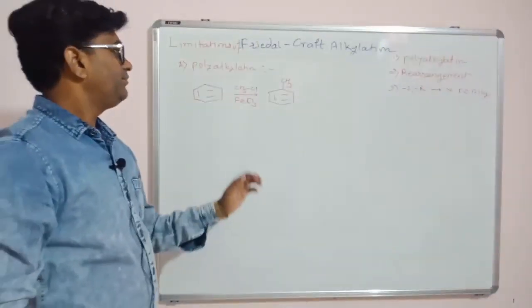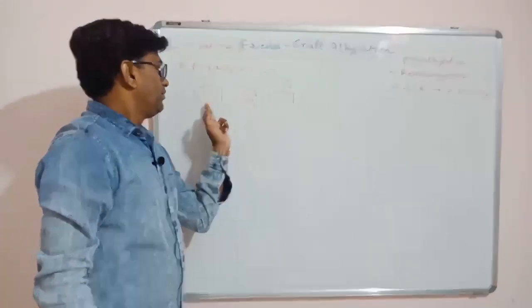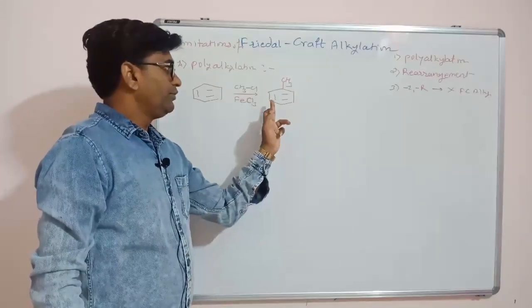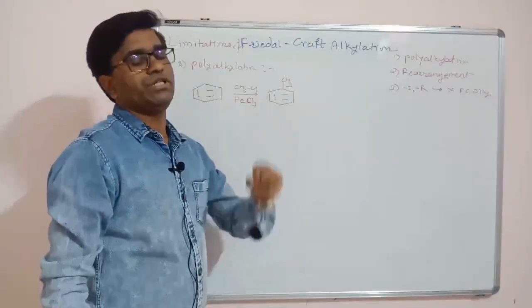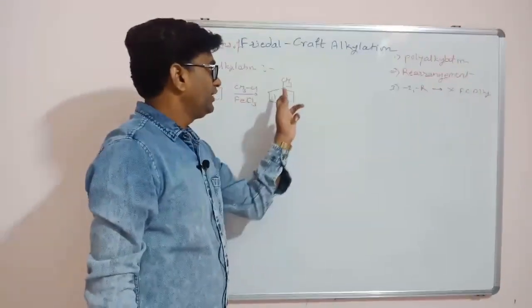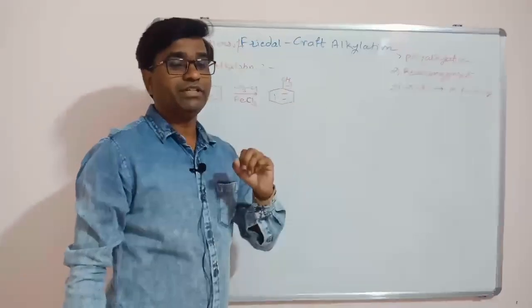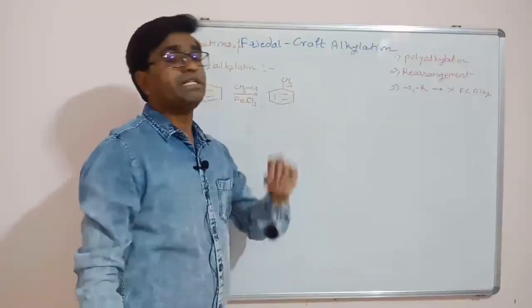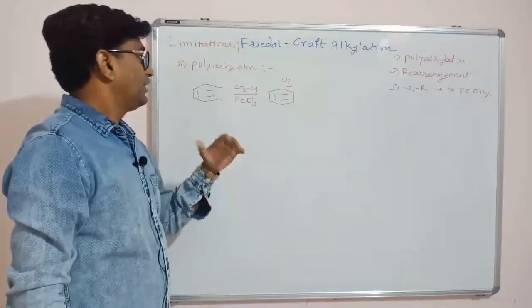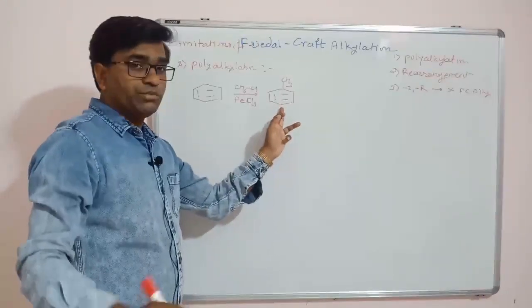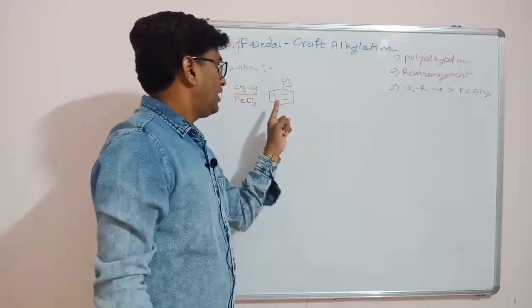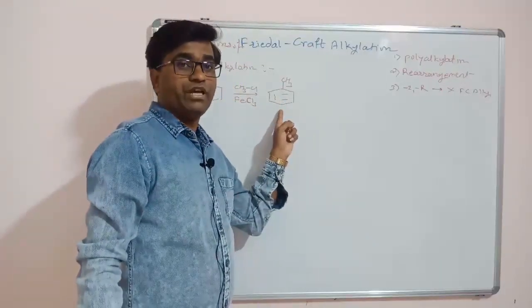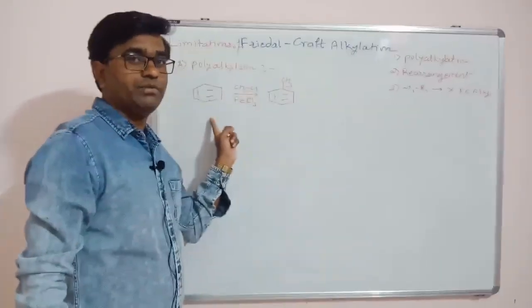Now friends, see here, benzene to toluene. Now we have benzene as well as toluene in the reaction mixture. In toluene, the methyl group is an activator group. That activates the benzene ring. So in the reaction mixture, toluene is more reactive than the benzene ring. So there is a chance of alkylation of toluene rather than the normal benzene ring.